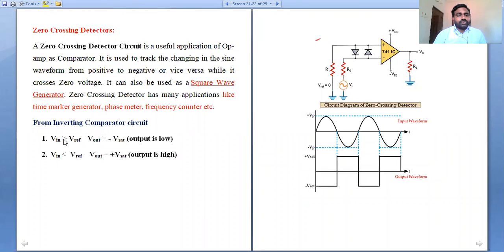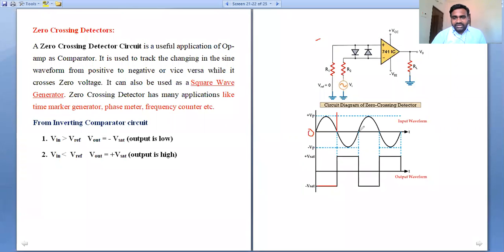So from the output voltage analysis, if the input voltage is greater than V reference, the output voltage will be minus Vsat. The reference voltage is 0 volts. At the first instant, that is V peak, the input voltage is greater than the reference voltage. That's why here we have minus Vsat.